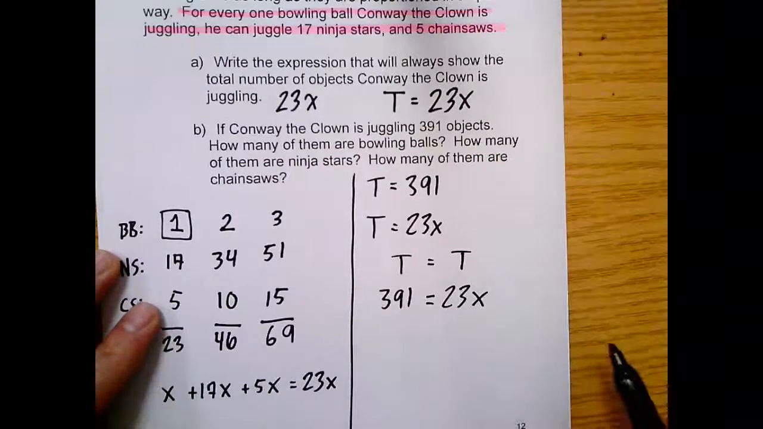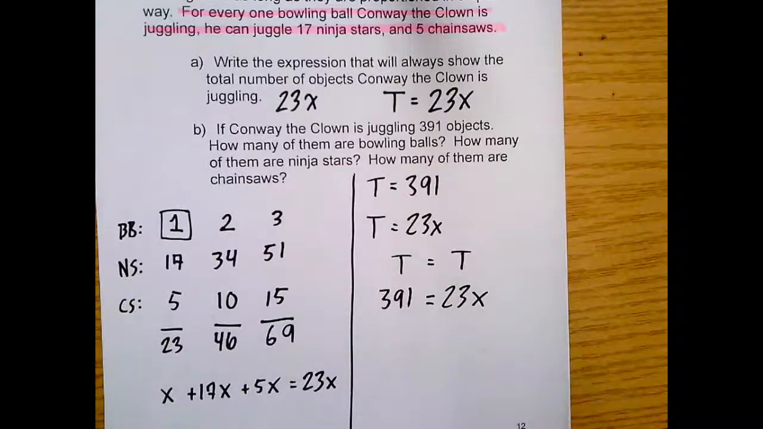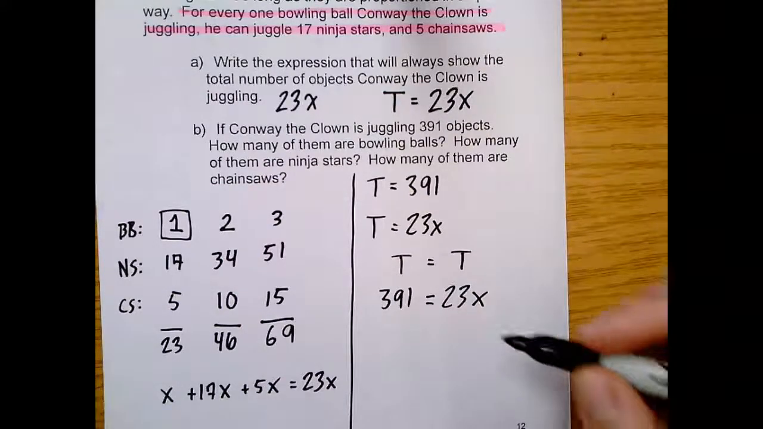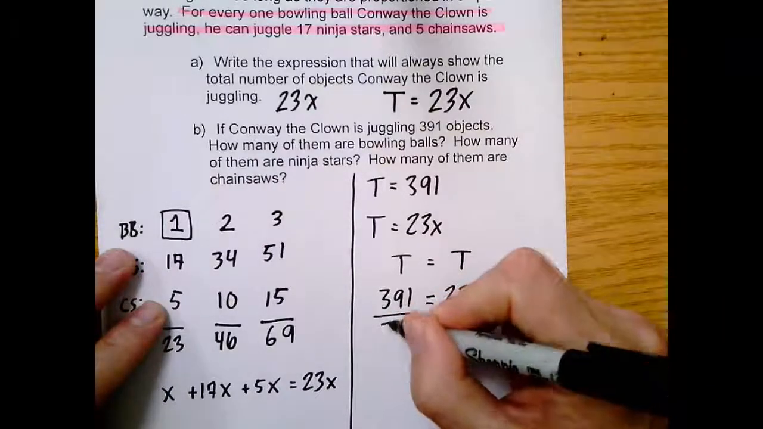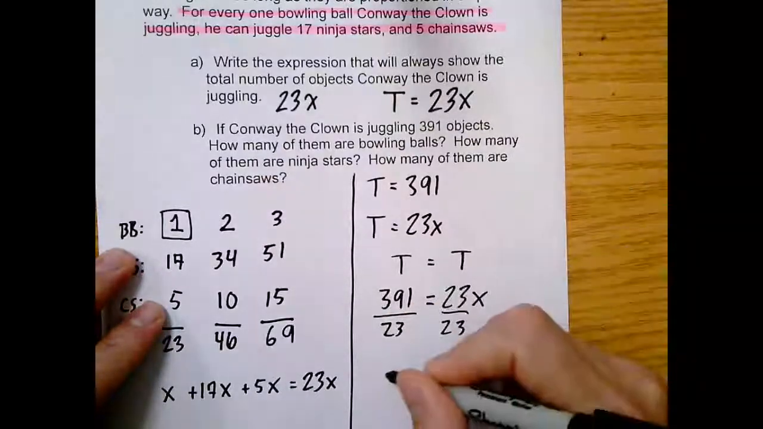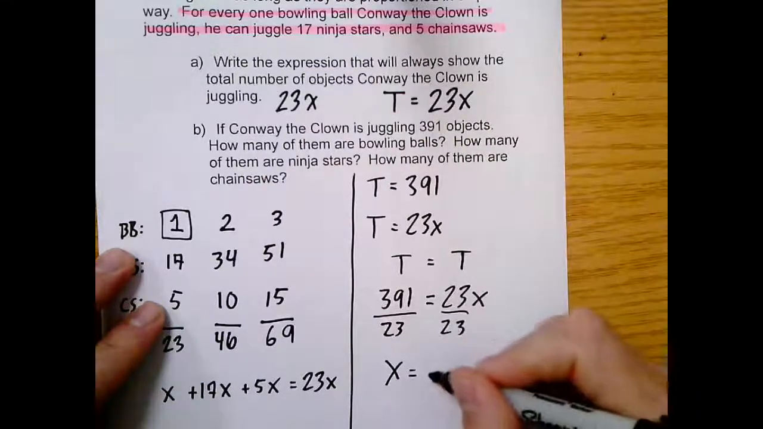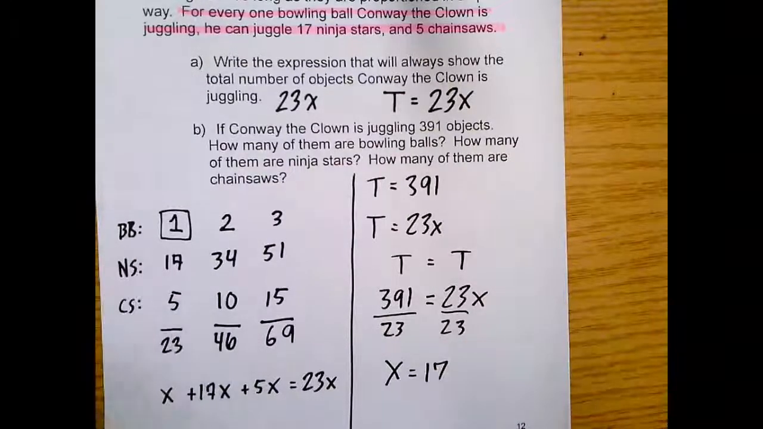Now to solve for x, I divide both sides by 23. I'm going to bust out my handy dandy calculator here. 391 divided by 23 gives me 17. So basically I just divide both sides by 23. That cancels and we get x is 17. Okay, we are not done, but we're really close.